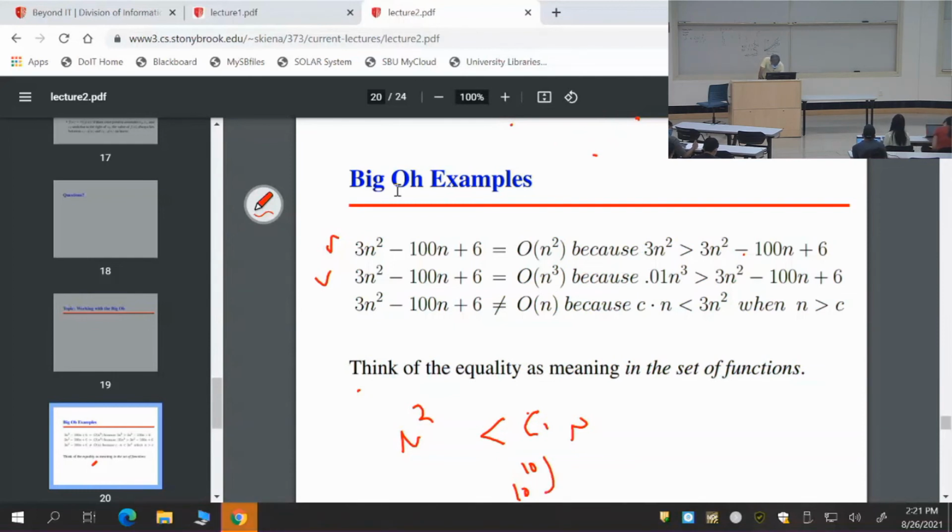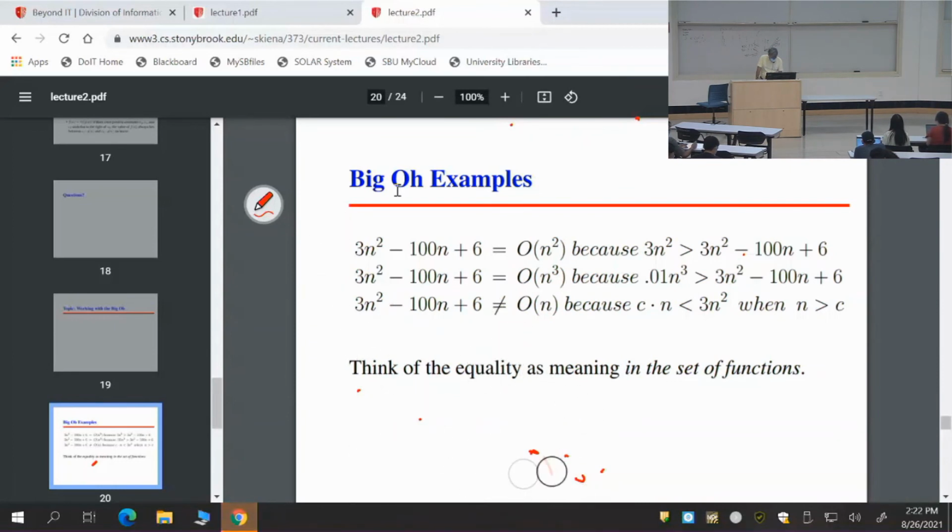But what's going to happen? If I multiply this by n, the moment n is equal to 10 to the 10th, this side is going to be equal to that side. And then once we get to n plus 1, 10 to the 10th plus 1, this side is bigger. There is no constant here that you can multiply this by to make it bigger. So this is not big O of that. Any questions about that? Okay, good.